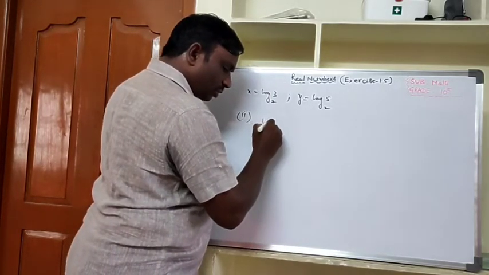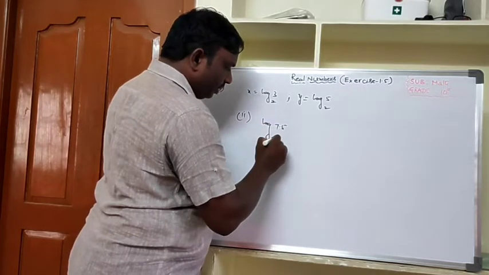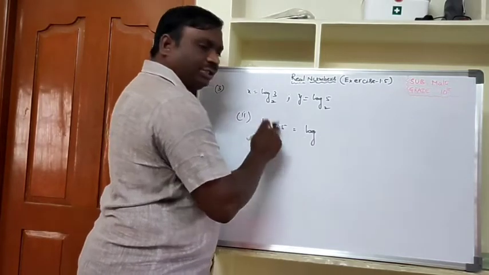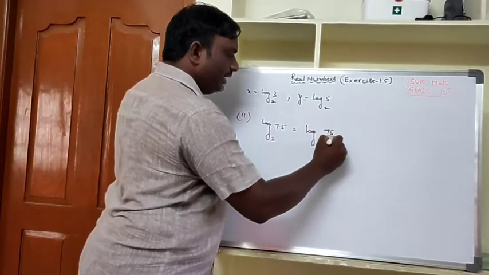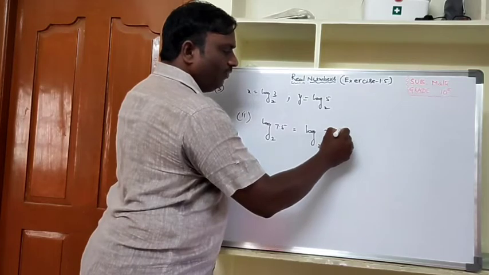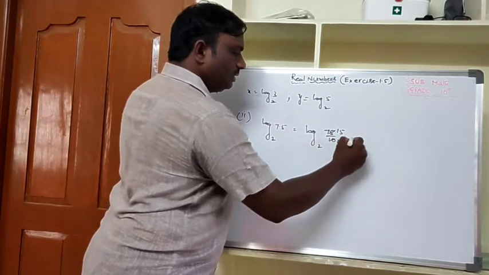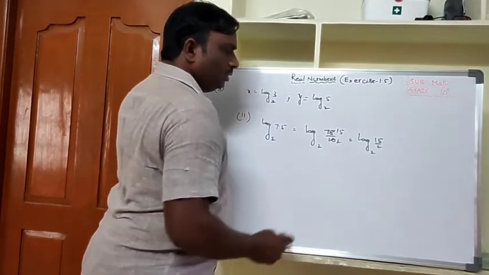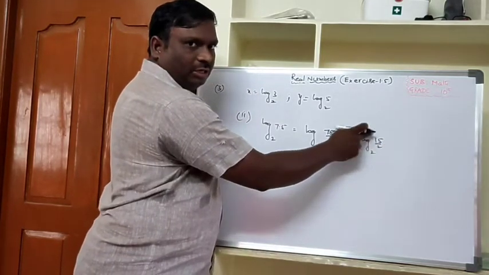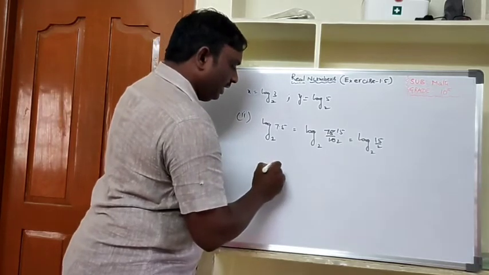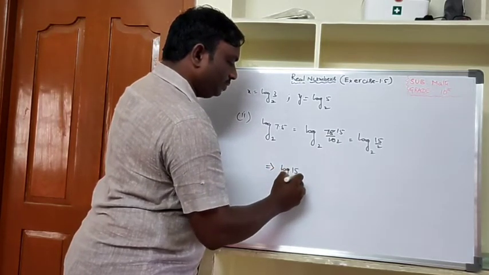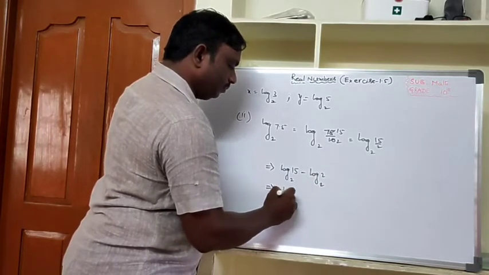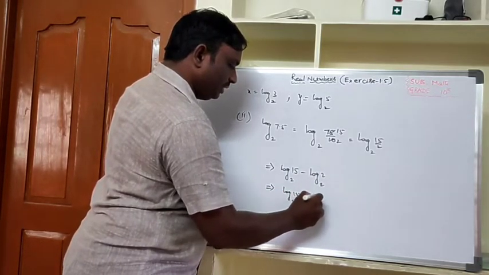First question you can do on your own. Log 7.5 base 2. See, immediately change into a fraction. 75 by 10 base 2. 5 15s are 75, 5 2s are 10. So this is log 15 by 2 base 2. So log x by y, quotient rule. Then we can write it as log 15 base 2 minus log 2 base 2, which is log 15 base 2 minus 1.